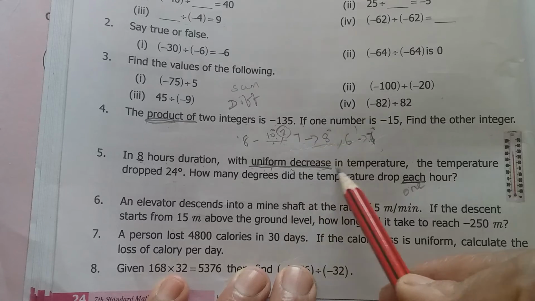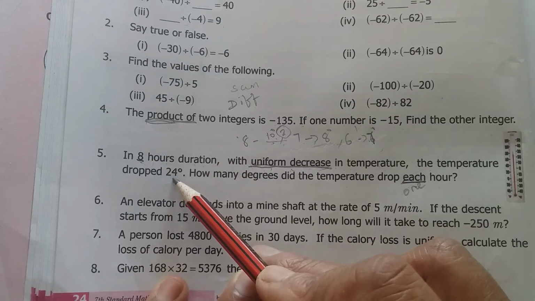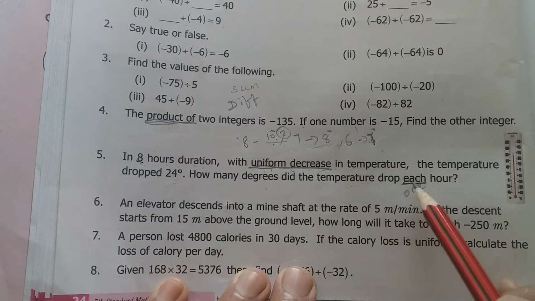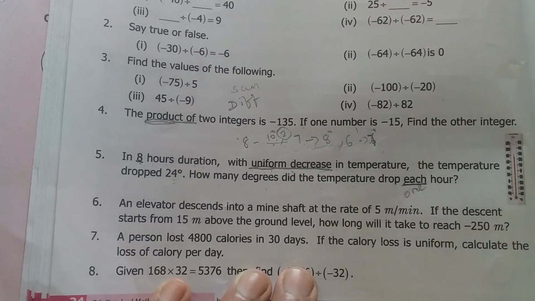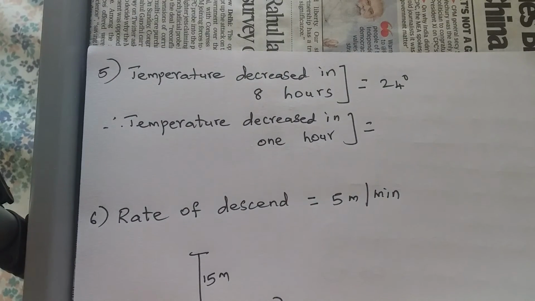So with uniform decrease in temperature, in 8 hours the decrease in temperature is 24 degrees. We have to find the temperature decreased in 1 hour. So let us write the statements for that first. Temperature decreased in 8 hours.